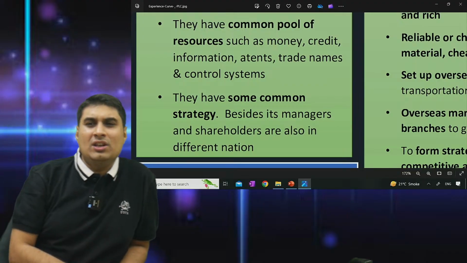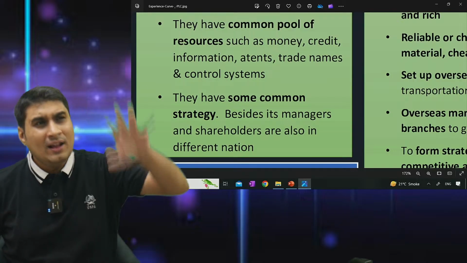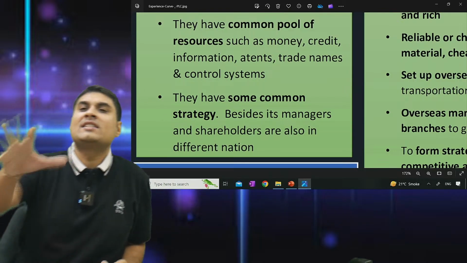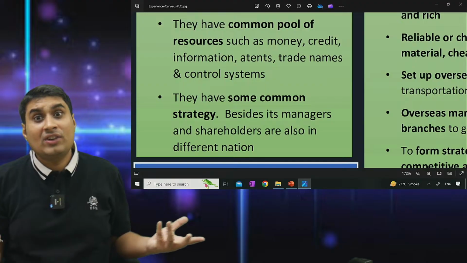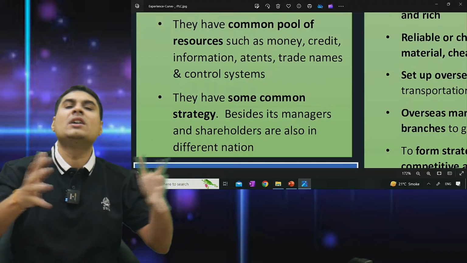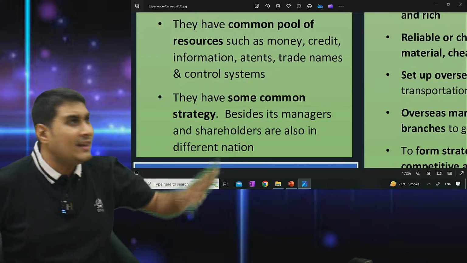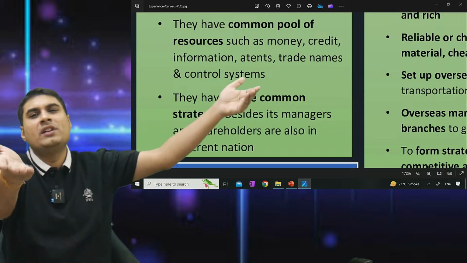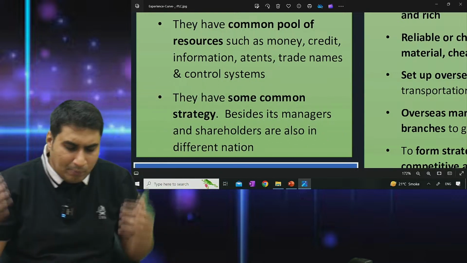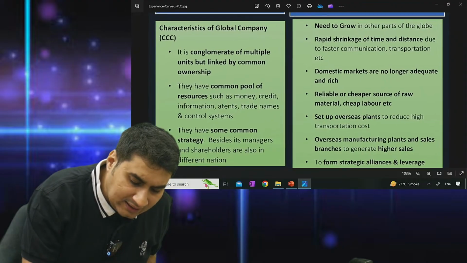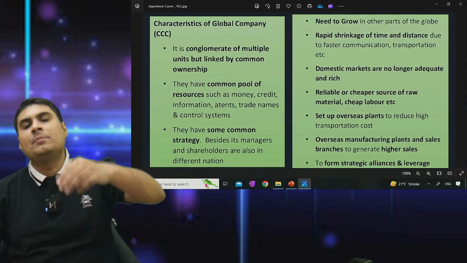They have one strategy. Let's take the example of Apple. The day a phone is launched in the US, the same day here. One common strategy. Managers and shareholders could be in different nations. The manager might be in the US and the shareholder might be in India also. Okay, possible. So tell me, what are the three characteristics of a global company?